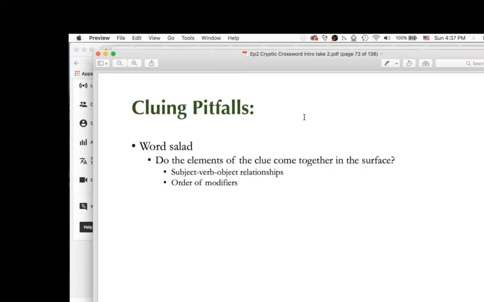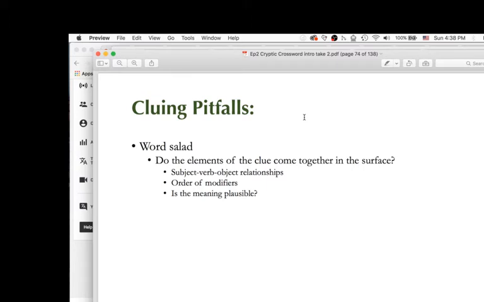The order of modifiers. Maybe you have a wordplay where you've come up with a way to take the letter R and a synonym for big and put them together, and you found that it makes the name of a boat. And so you say, okay, red big boat. That's not how English adjectives work. English adjectives have a specific order that they can go in, and size comes before color. So big red boat is grammatical English. Red big boat is not. Just because you have parts of speech in the right places does not mean that the sentence is actually something that you could plausibly construct as English.